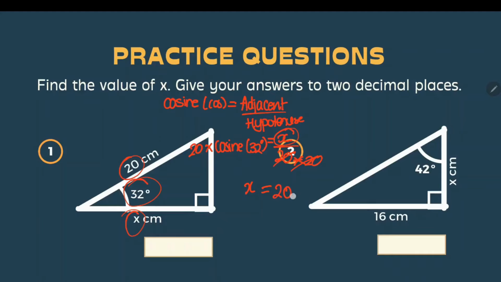equals 20 multiplied by cos 32 degrees. Remember, you have to put this into the calculator: x equals 20 times cos 32. Make sure you put this into the calculator, which will get you your final answer of x.